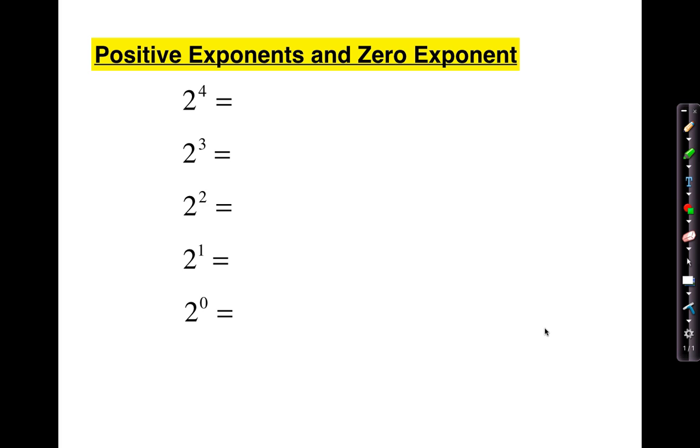Okay, so now we're going to explore the exponent of 0. Let's see how we get that answer. Here we have 2 to the 4th. Here's how you would write it: 1 times 2 repeated 4 times, which is 16.